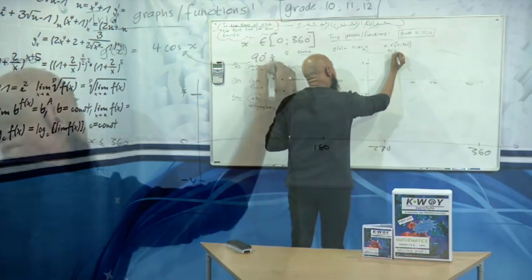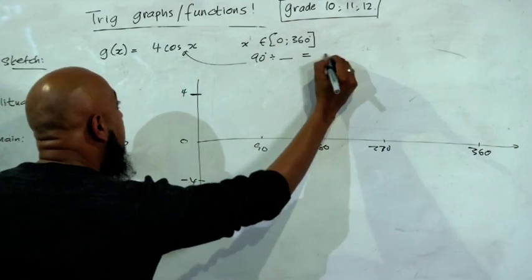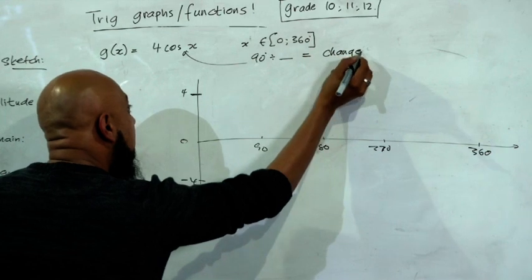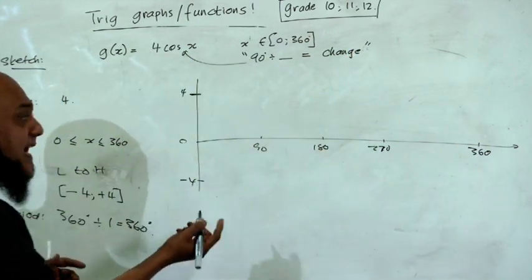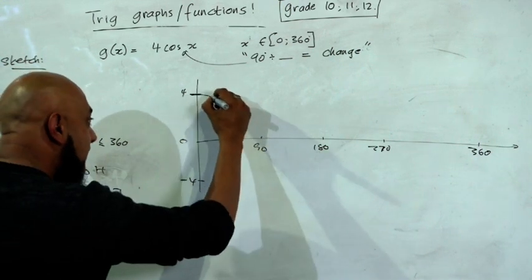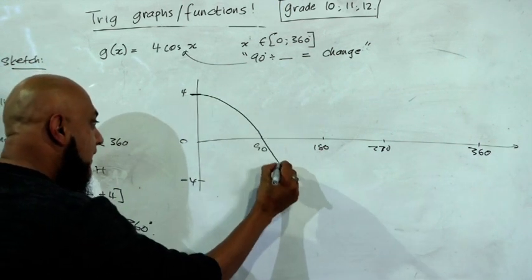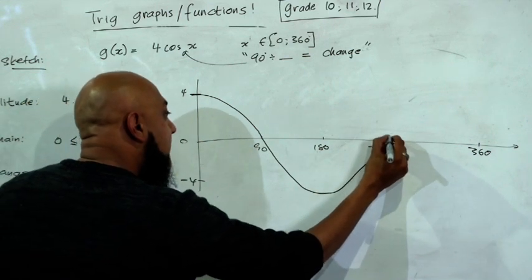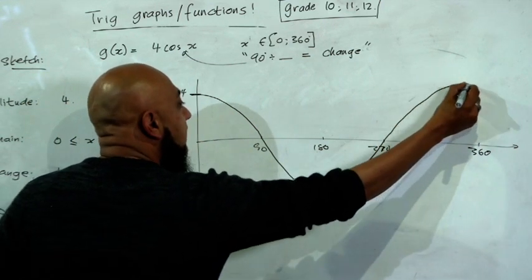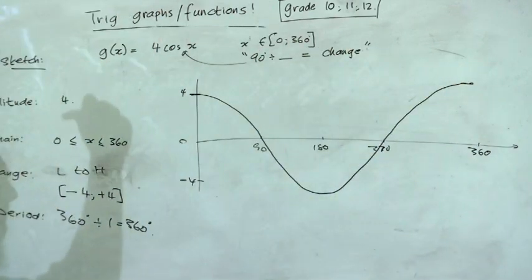90 degrees divided by that number is equal to the change. So 90 divided by 1 is how much? 90. That means he's going to come down, cut at 90, turn at 180, cut at 270, and stop at 360 degrees. And that is the path of the cos swimmer.